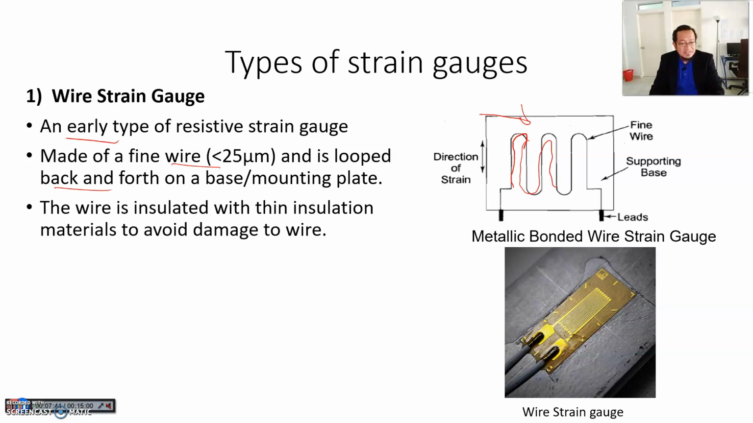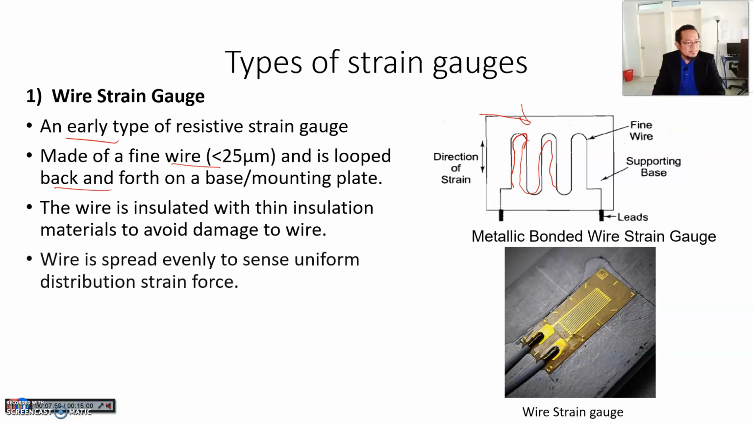The wire is insulated with thin insulation to avoid damage, of course, because this will be put on an object, maybe outside, in a harsh environment. So to prevent damage, the wire can be corroded or scratched and so on. And the wire is spread evenly to sense uniform distribution. Basically, the length and the space between the loops are all equidistant and evenly distributed.